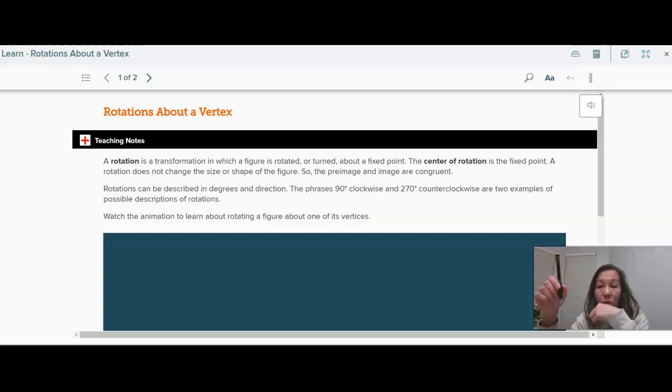So the center of rotation is a fixed point. Say if I were to rotate it around this point, this tip of the pen, and I just rotate it. A rotation, again, doesn't change the shape of the figure, it just changes the position. So the pre-image and the image are congruent. Rotations we describe in degrees and directions. So we would say like 90 degrees clockwise or 270 degrees counterclockwise.